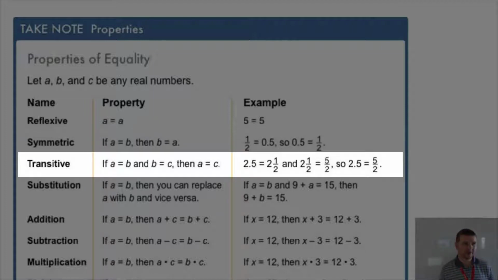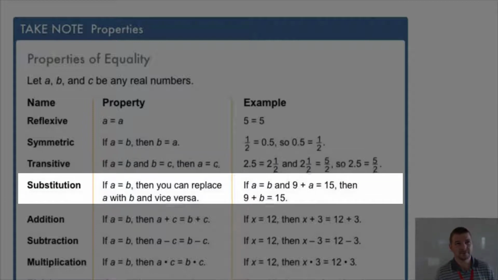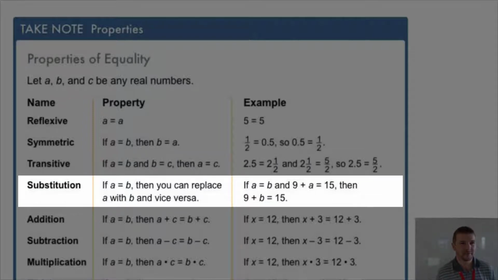The transitive property of equality. If A equals B and B equals C, then A equals C. For example, 2.5 equals 2.5, and 2.5 equals 5/2, so 2.5 equals 5/2. The substitution property of equality. If A equals B, then you can replace A with B and vice versa. For example, if A equals B and 9 plus A equals 15, then 9 plus B also equals 15.